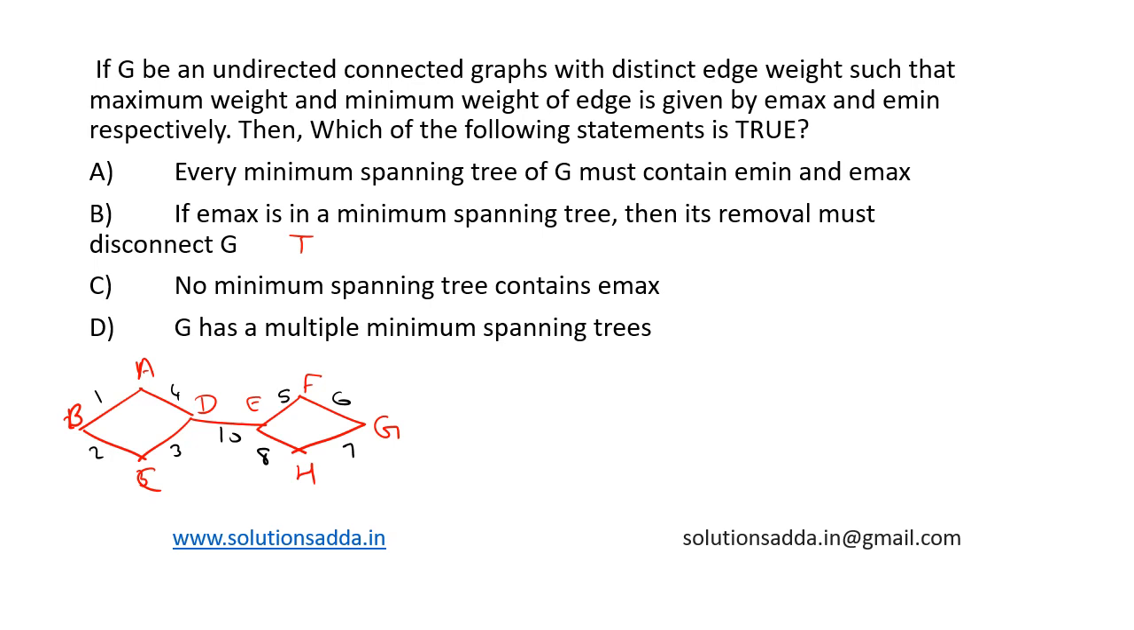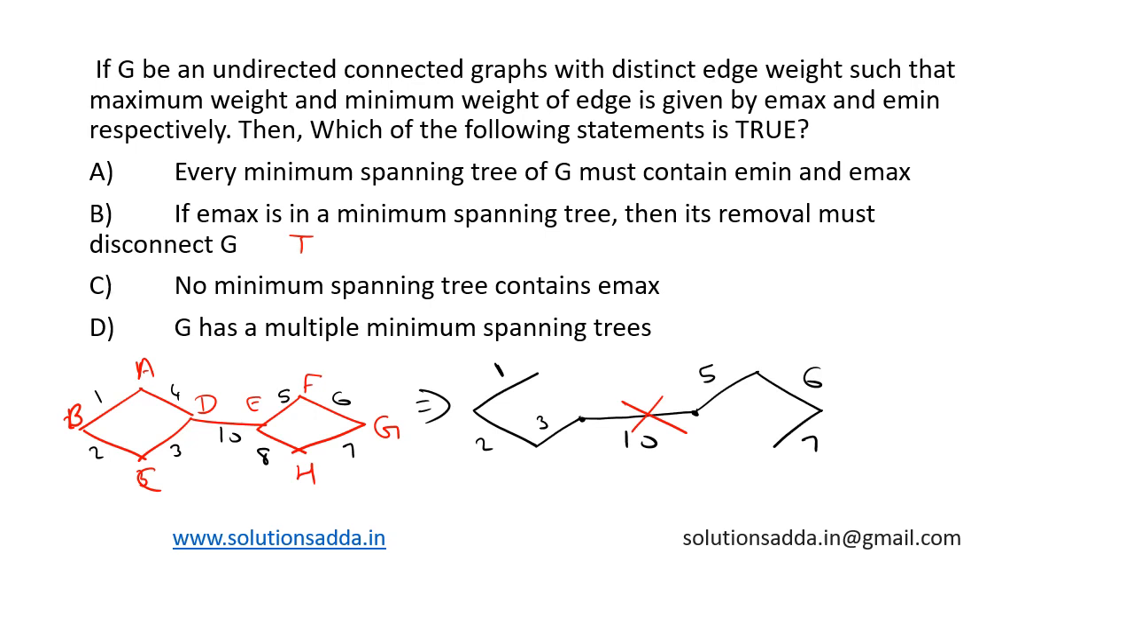This is the graph. Based on Kruskal's algorithm, if we draw the minimum spanning tree, we'll add the edge 1, then the edge 2, then the edge 3. If we add 4, it will form a cycle. Even though the edge having weight 10 has the maximum weight, we cannot construct the minimum spanning tree without adding it, because removing it will disconnect the tree. Then we'll add the edge with weight 5, then 6, then 7. I'm just noting down the weights only; they correspond to the vertices also. So this is the minimum spanning tree for the given graph. Removal of this edge, which is emax, will disconnect the graph G. So if emax is in the minimum spanning tree, then its removal will disconnect the graph G.